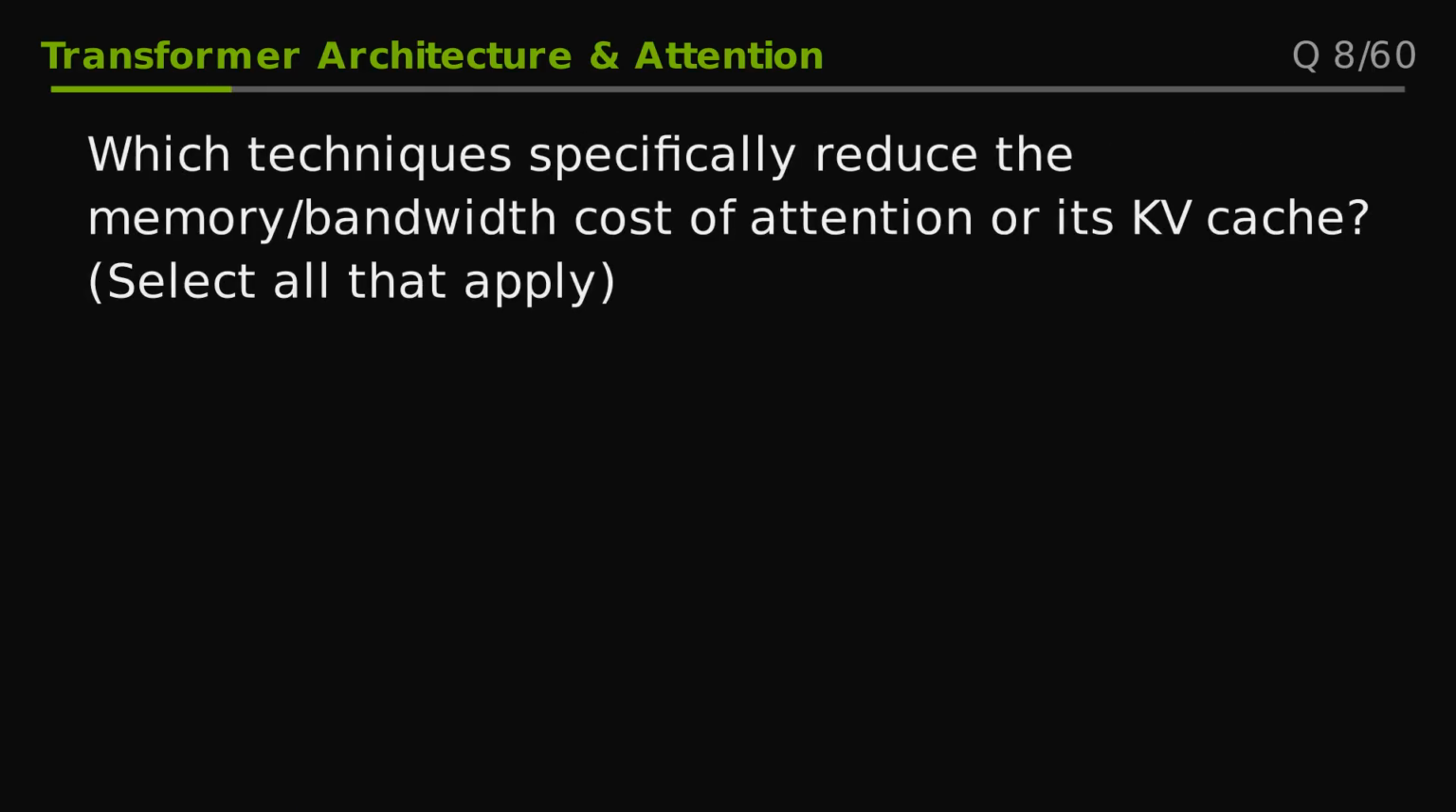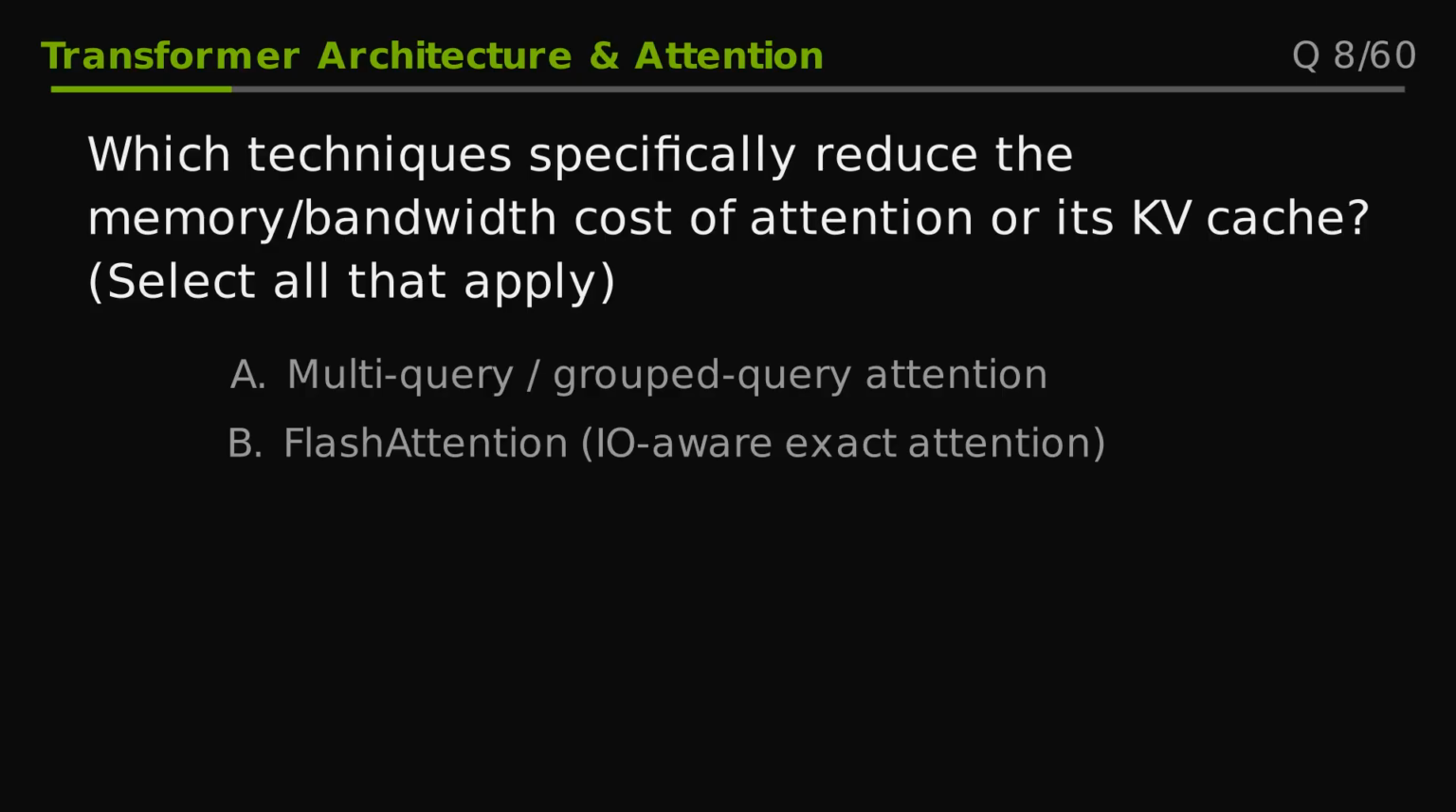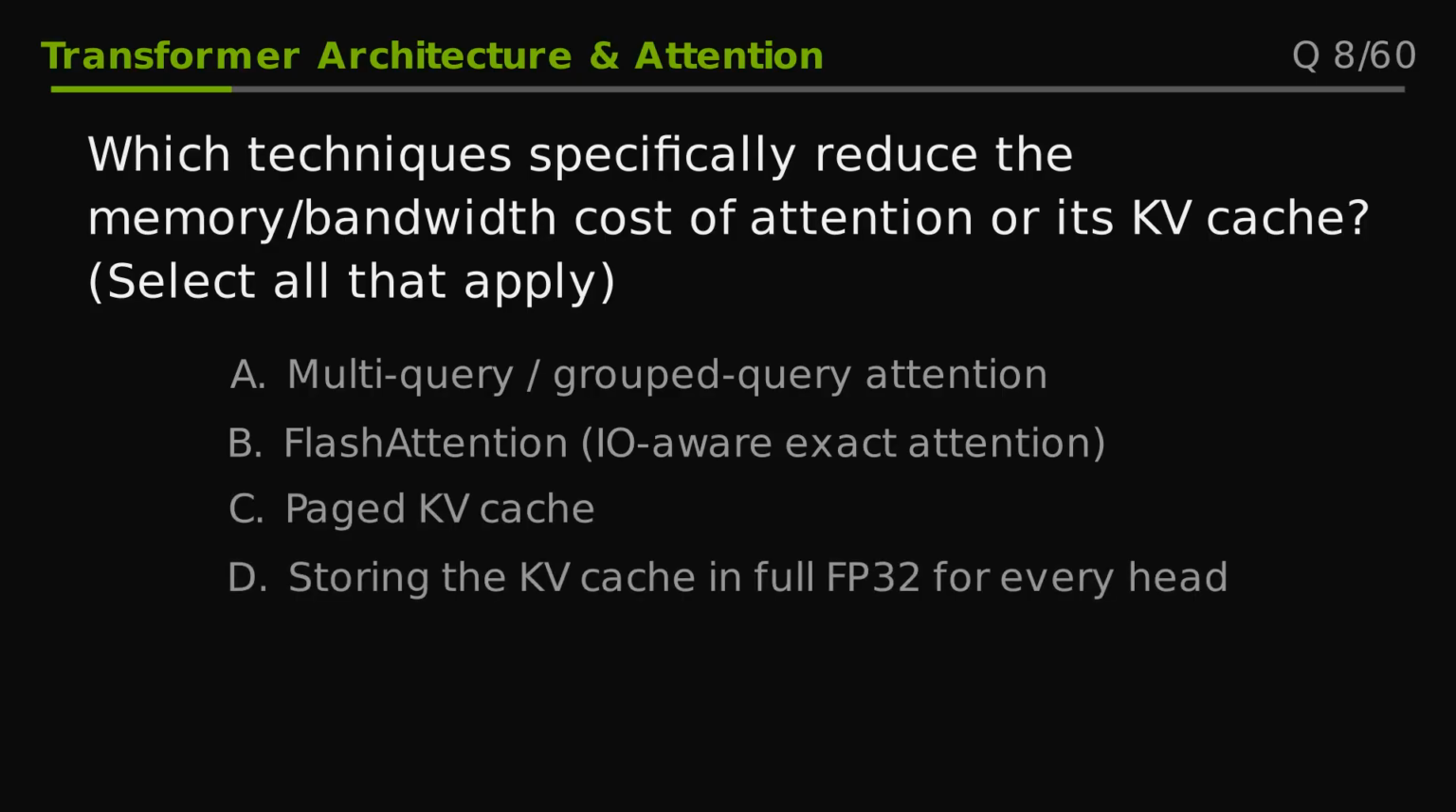Question 8. Which techniques specifically reduce the memory and bandwidth cost of attention or its KV cache? Select all that apply. Option A. Multi-query or grouped query attention. Option B. FlashAttention, IO-aware exact attention. Option C. Quantized KV cache. Option D. Storing the KV cache in full FP32 for every head.